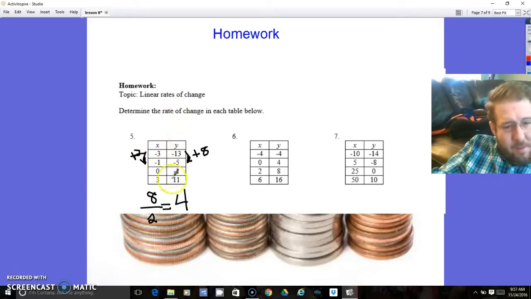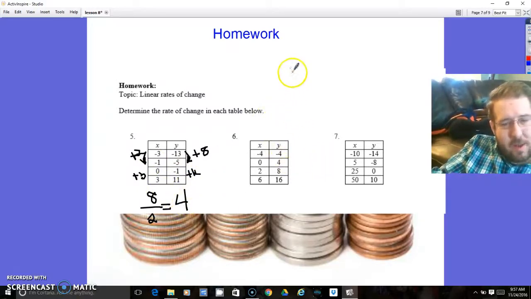Now I can do that with any other numbers, and it should be exactly the same. This is because it says it's linear rate. So this is an increase of 12. And this side over here is an increase of 3. 12 divided by 3 is also 4. It gives you the exact same answer.